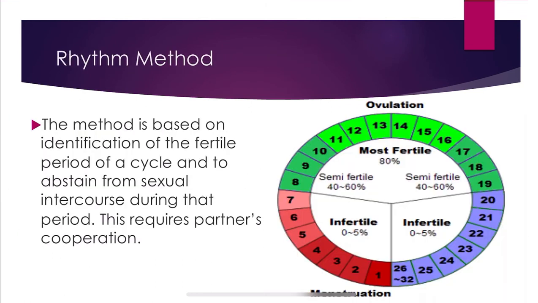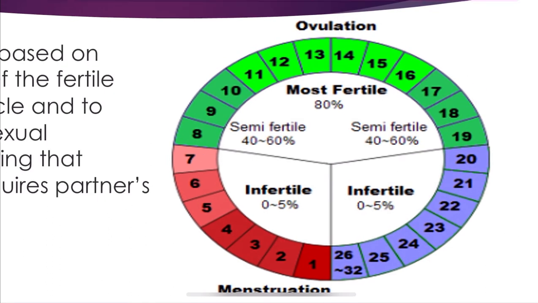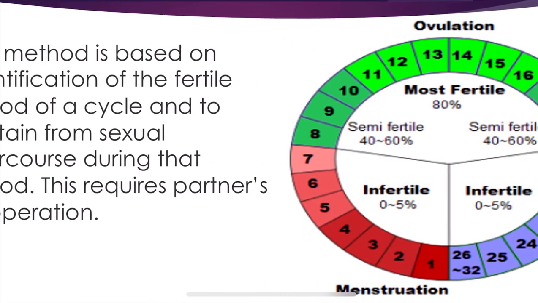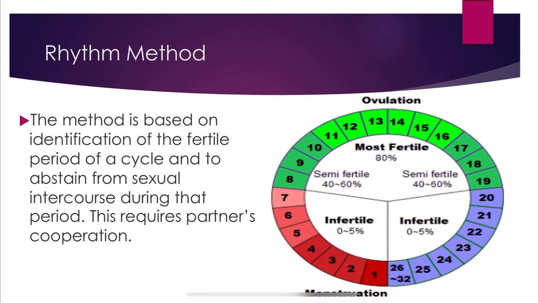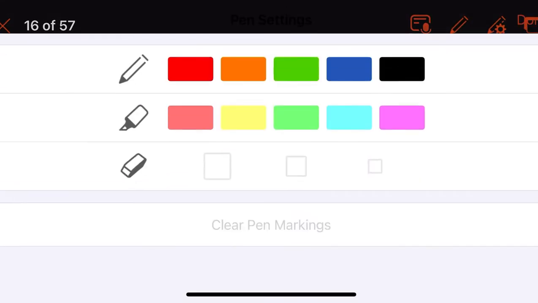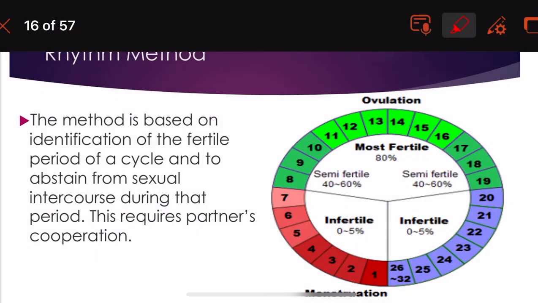Starting with the rhythm method. This method is based on the identification of the fertile period of a cycle and abstaining from sexual intercourse during that period. This also requires the partner's cooperation. You see, this is the chart that the woman can maintain. By this she can figure out the most fertile period of her cycle, and she has to abstain from sexual intercourse during that period of the month, which requires the partner's cooperation.